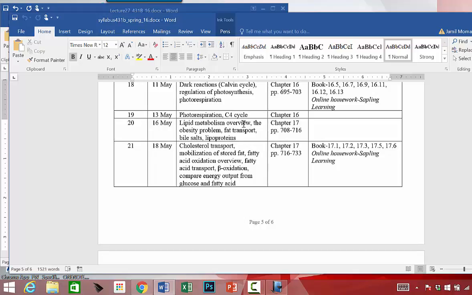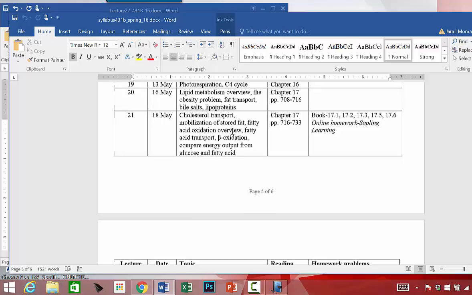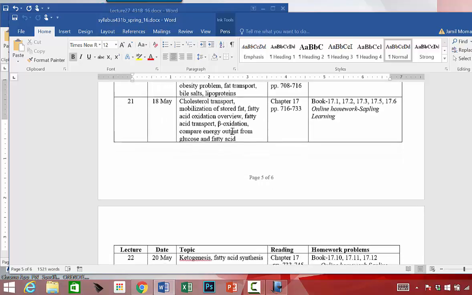We did talk a bit about photorespiration, but we did not talk about the C4 cycle, so you don't have to worry about that. Then we talked about lipid metabolism, and we went over all of this, the obesity problem, fat transport, bile salts, lipoproteins.